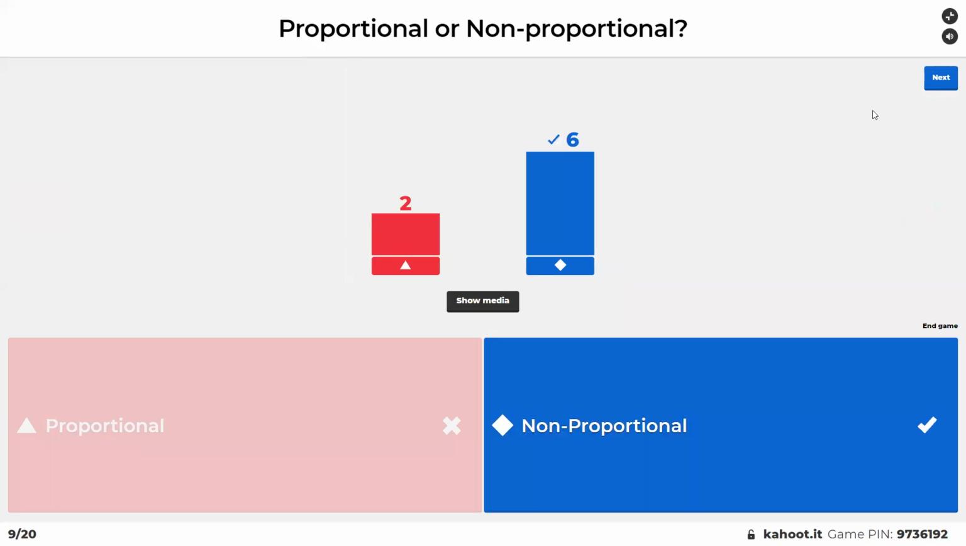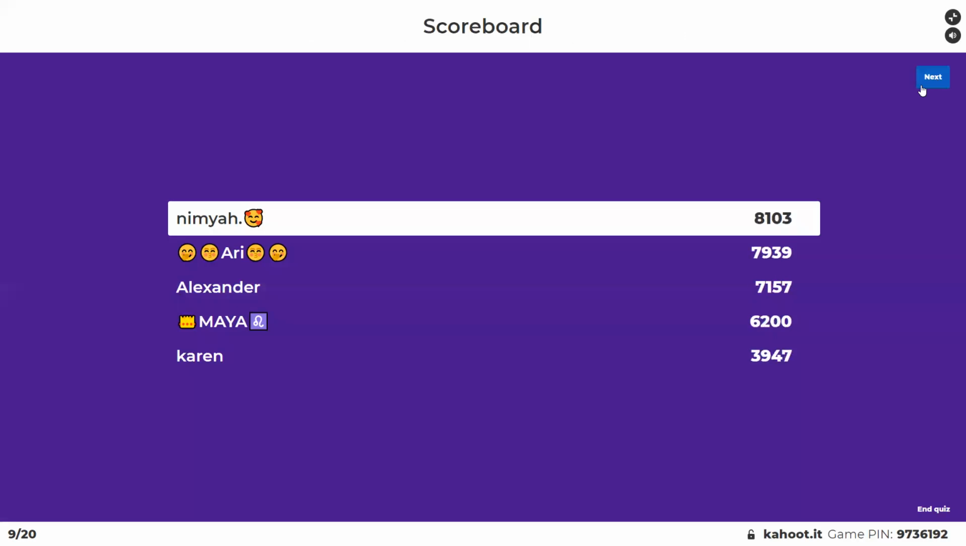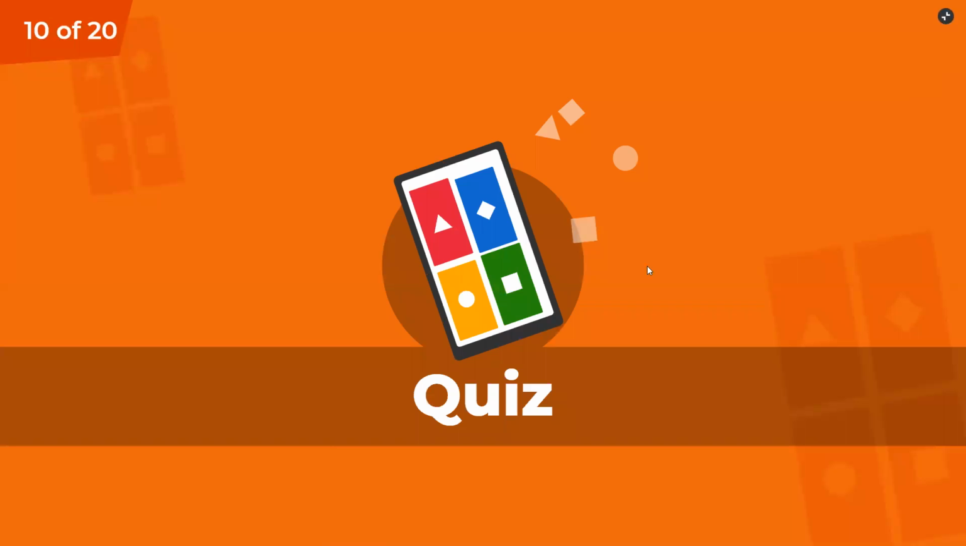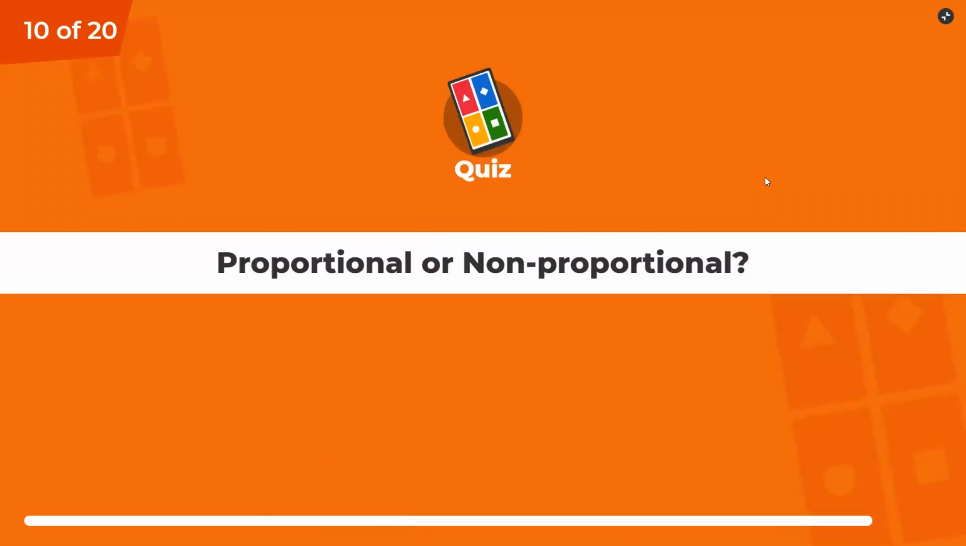All right, guys, so remember, for it to be a proportional graph or a proportional line, it's got to go through 0, 0 or through the origin. Ari, you're really close to Nemaya, so keep it up. All right, proportional or non-proportional relationship.